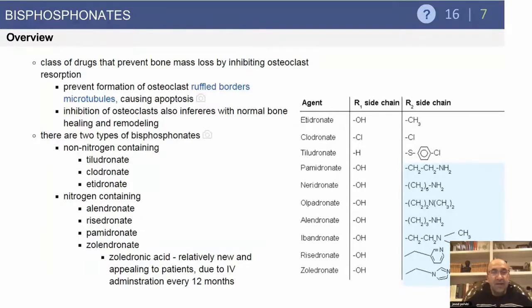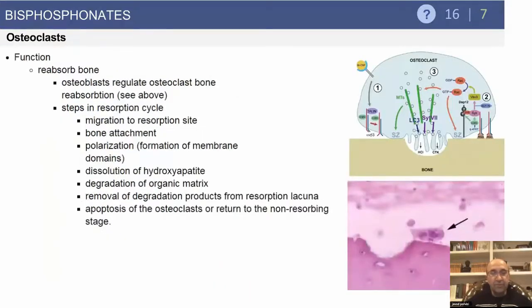Bisphosphonates are a class of drugs that act on osteoclasts. They prevent formation of osteoclasts through the ruffled border microtubules. They cause apoptosis of these cells. They inhibit the activity and hence bone resorption. There are 2 types of bisphosphonates, nitrogen containing and non-nitrogen containing. I doubt very much you'll be expected to know these, but it is important for you to know that they have different types of characteristics.